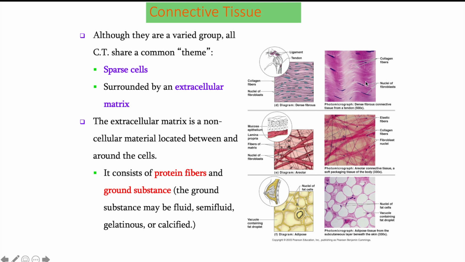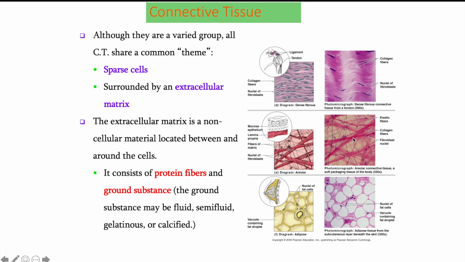So this image on the top is called dense regular connective tissue, and it makes up your ligaments and your tendons, and you can see that the collagen fibers are going in the same direction, and this makes the tissue very strong. If you tug on it in this direction, it's going to be able to resist that tension. So that's why it's a good tissue to make your ligaments and your tendons.